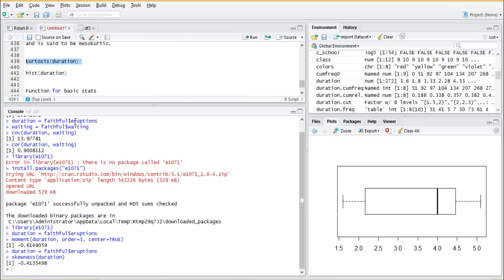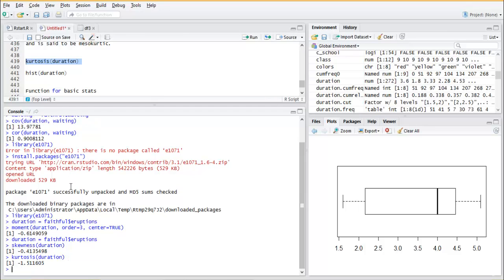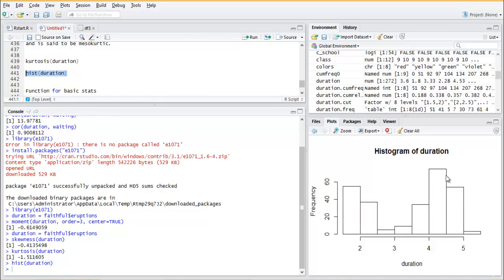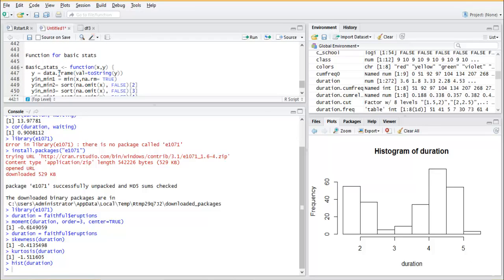Okay, let's do kurtosis. Kurtosis is negative. That means it's a platykurtic sort of data which is not very peaked. So let's quickly see the histogram. Yeah, so this data doesn't have much of a peak. It's more of a flat structure that exists in the data. Okay, so now let's do a quick example on the looping control structure, and then we'll go to the basic statistics functions.